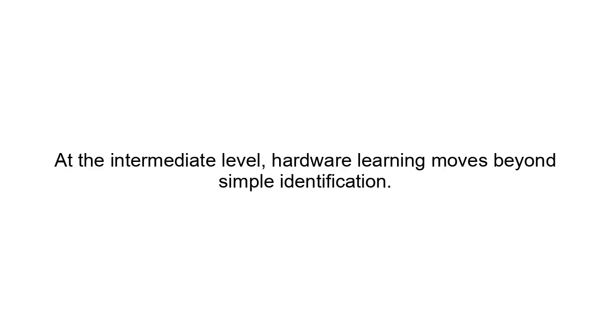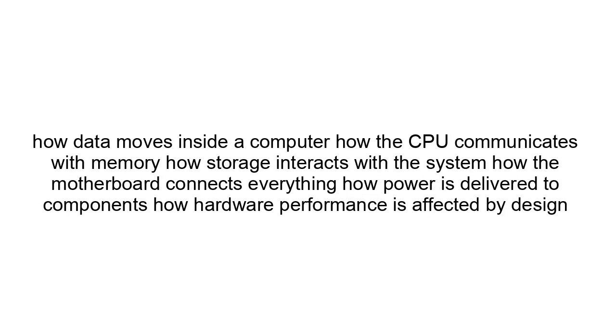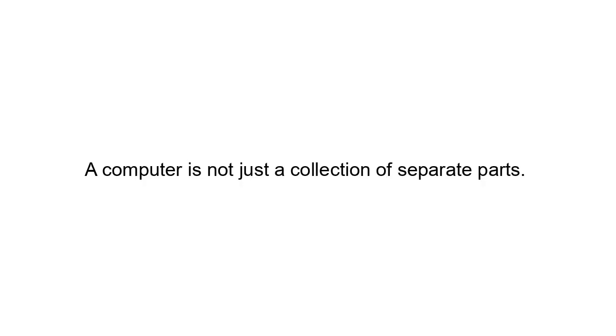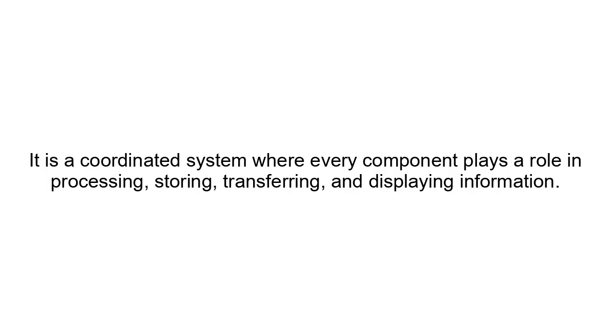At the intermediate level, hardware learning moves beyond simple identification. Now the goal is to understand how data moves inside a computer, how the CPU communicates with memory, how storage interacts with the system, how the motherboard connects everything, how power is delivered to components, how hardware performance is affected by design. A computer is not just a collection of separate parts. It is a coordinated system where every component plays a role in processing, storing, transferring, and displaying information.